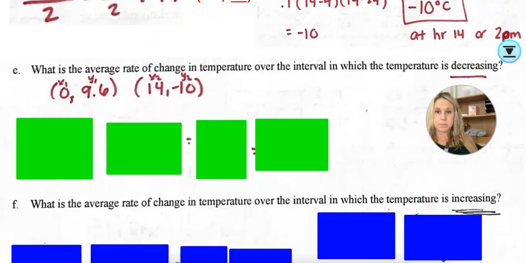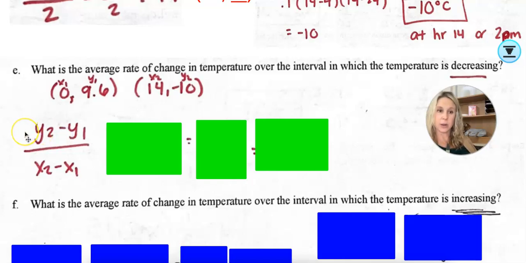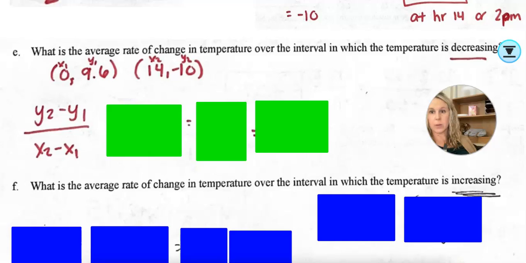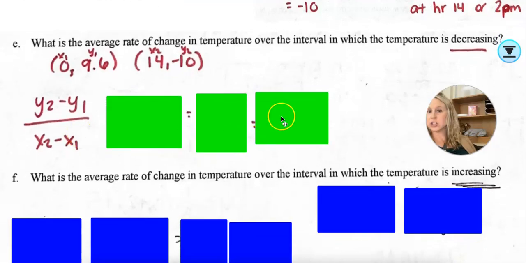So to find average rate of change again, it is a formula. It is a slope formula, y2 minus y1 over x2 minus x1. So you're going to plug in your points and solve. So what I want you guys to do is finish problem E and then go ahead and do problem F, which wants to know the rate of change where it is increasing. So press pause and try these on your own.